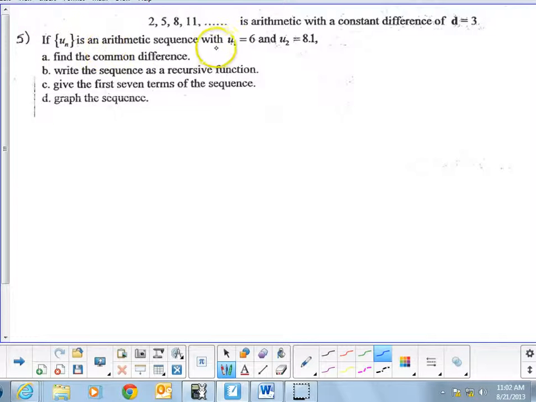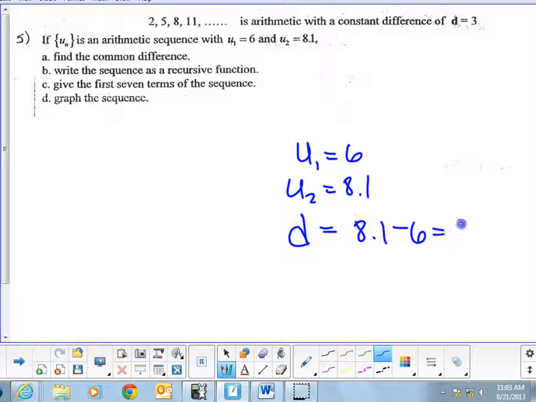If u sub n is an arithmetic sequence with u sub 1 equal to 6 and u sub 2 equal to 8.1, the only way we can do this problem is if we know what kind of sequence it is. Because we could have gone a lot of complicated ways to get from 6 to 8.1, right? There's a whole bunch of funky things we could have done that would have got us those same 2 points. We could have done some cubic thing or something. But if we're told it's arithmetic, then we know that the difference was what? Can we figure that out? 8.1 minus 6. The difference between any two successive terms should be 2.1. So that's the answer to A.